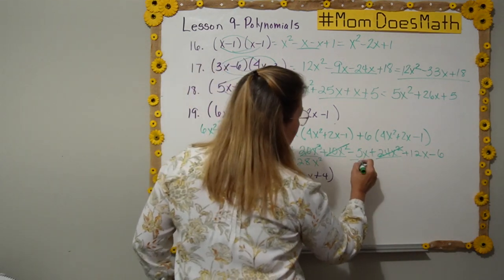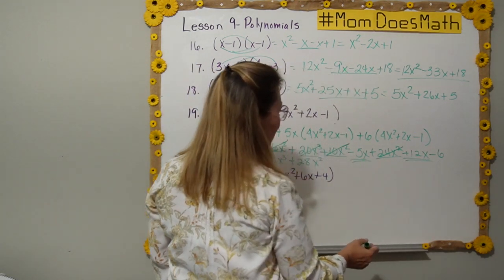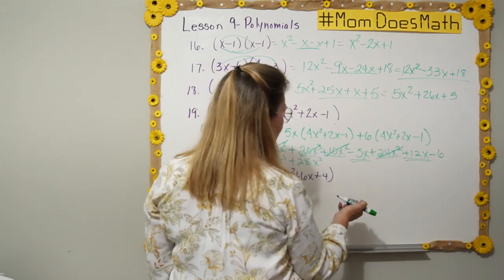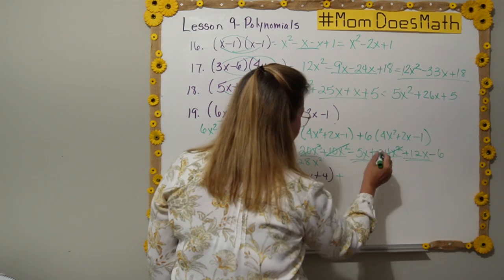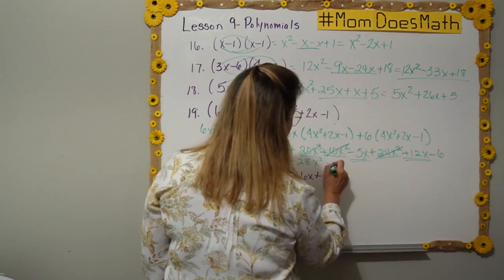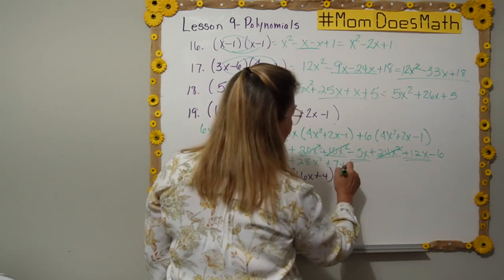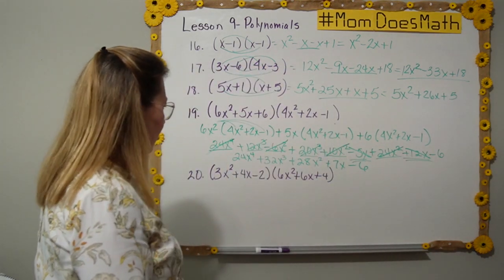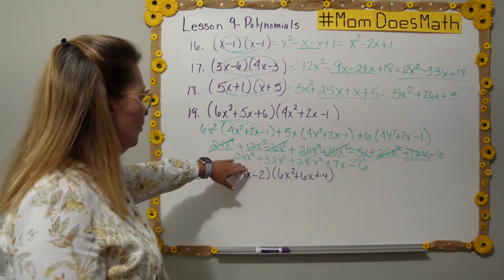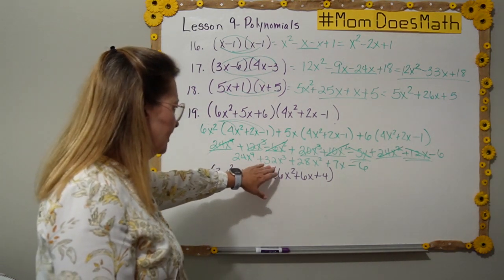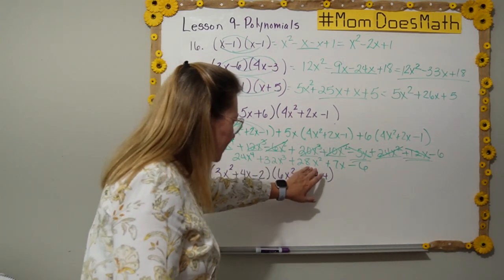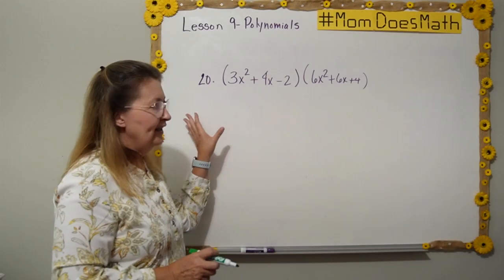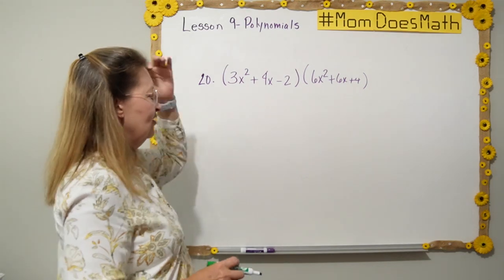Okay, now minus 5x and plus 12x, opposite signs, so you're going to subtract and take the sign of the larger number. 12 minus 5 is 7, and that's positive. So that's going to be positive 7x. And then that takes care of those. And then I have minus 6. Okay? So your final answer is 24x to the fourth plus 32x to the third plus 28x squared plus 7x minus 6.